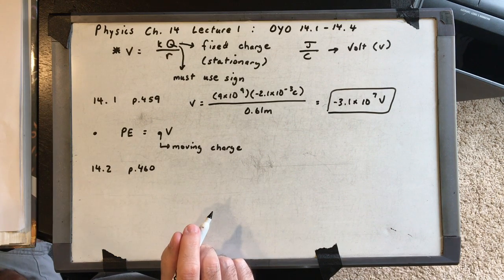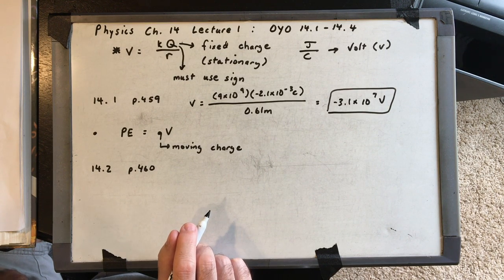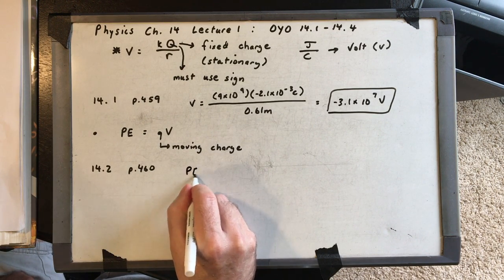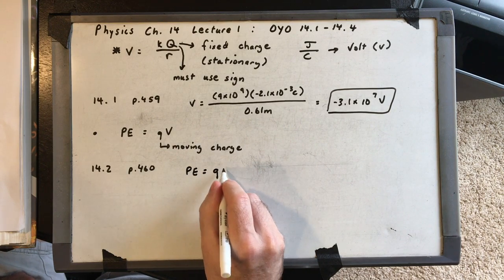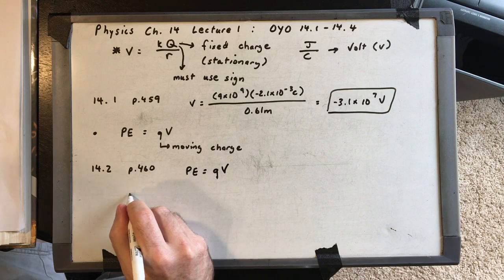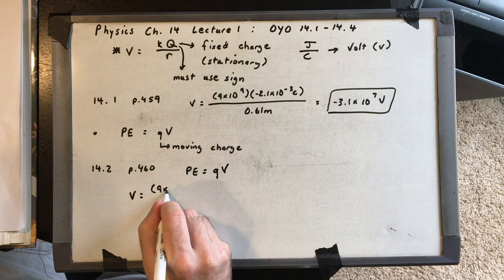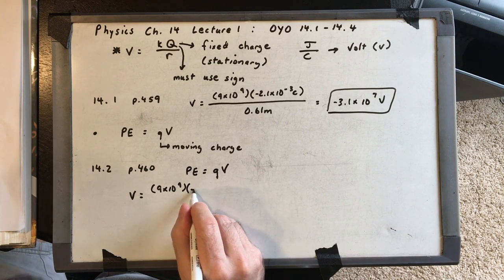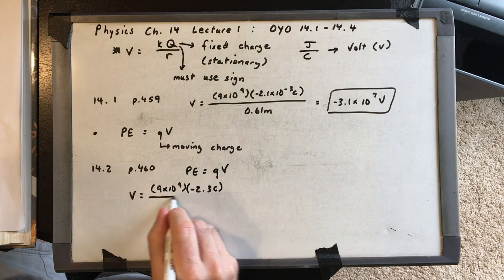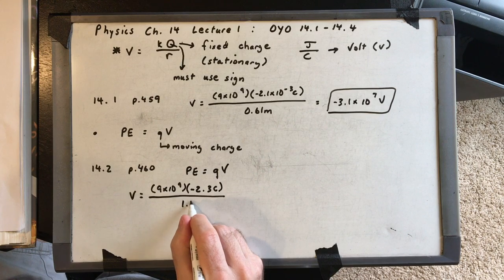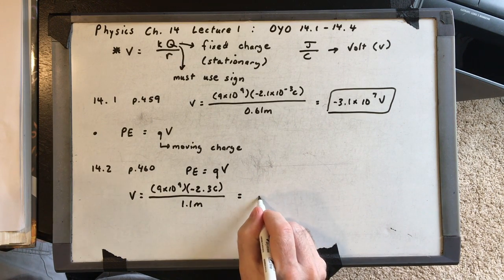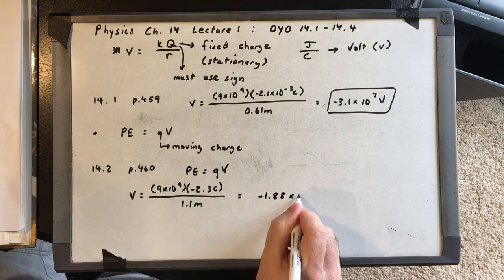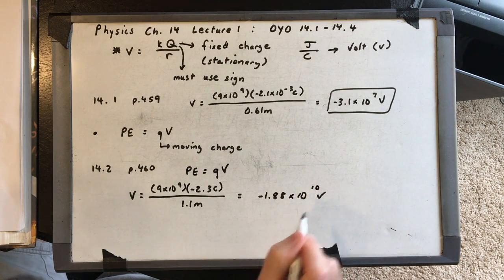So let's look at on your own 14.2 and turn in your book one more page over to page 460. So that one says a 7.9 millicoulomb charge is placed 1.1 meters away from a negative 2.3 coulomb stationary charge. What's the potential energy in this situation? Okay, we know that potential energy is equal to the moving charge times the voltage. Let's get the voltage. It's 9 times 10 to the 9th. The stationary charge is negative 2.3. And the distance between the two charges is 1.1 meters. So that's a negative 1.88 times 10 to the 10th volts.